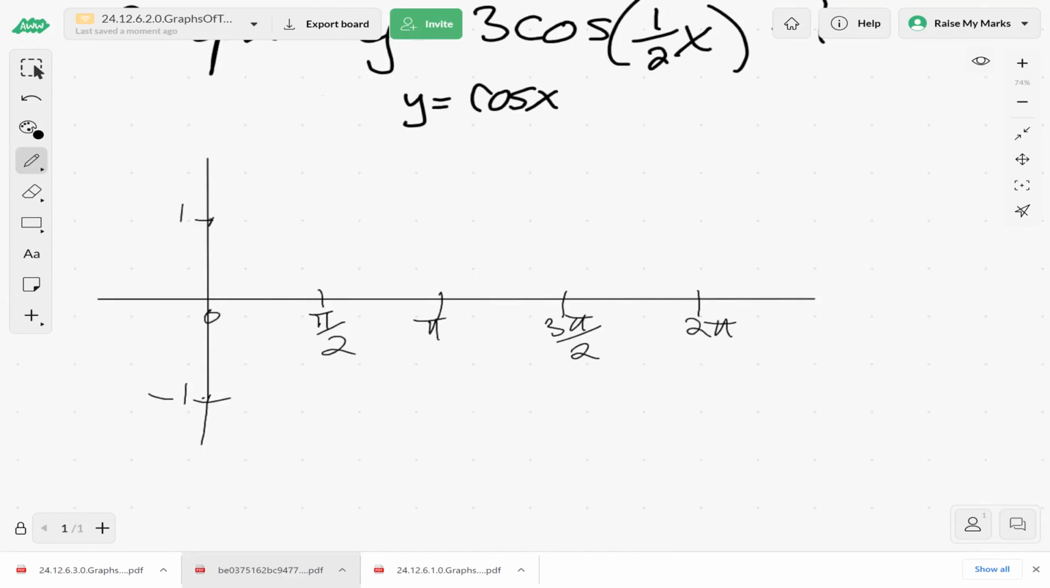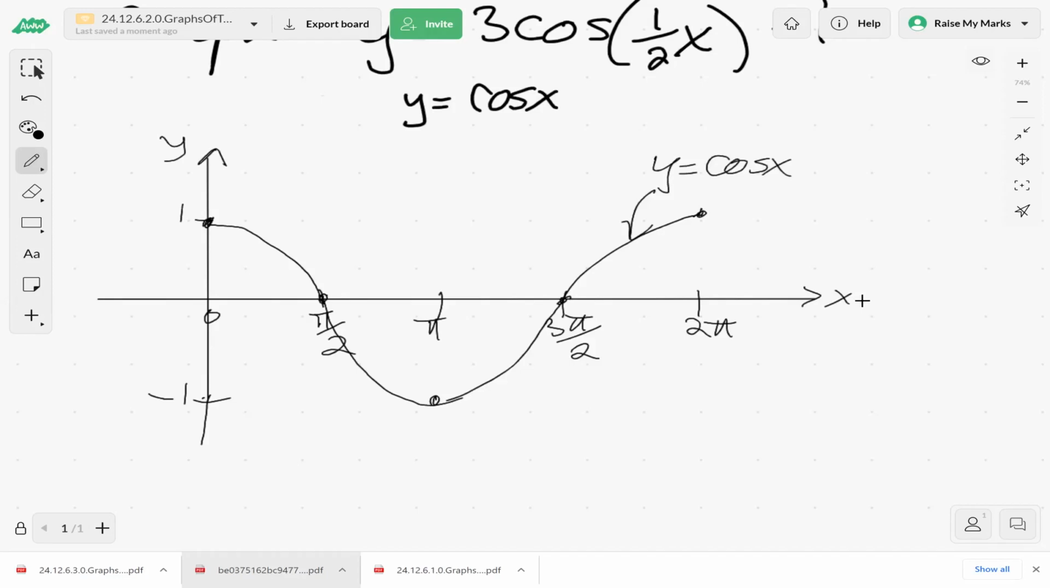And let's put in the points, our main points. So cos of 0 is 1, cos of pi over 2 is 0, cos of pi is -1, cos of 3 pi over 2 is 0, and cos of 2 pi is back to 1. And then let's join everything with a nice smooth curve. And this is the graph of our cosine function for one period.